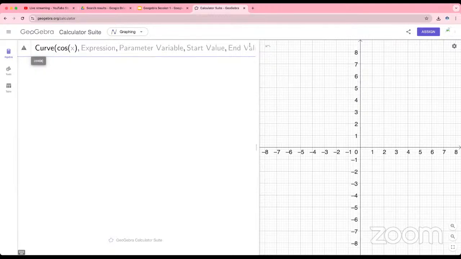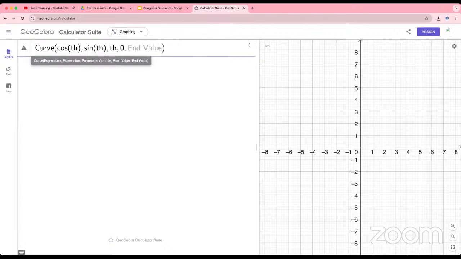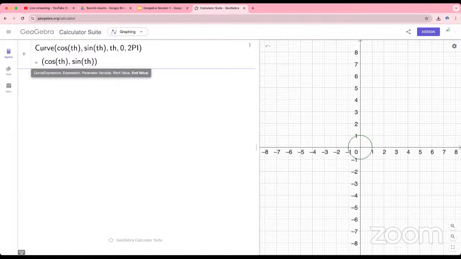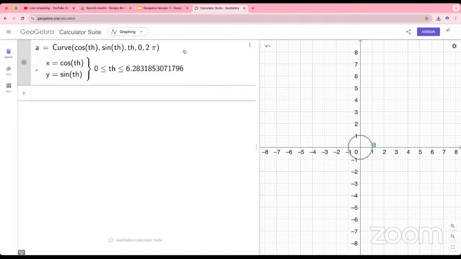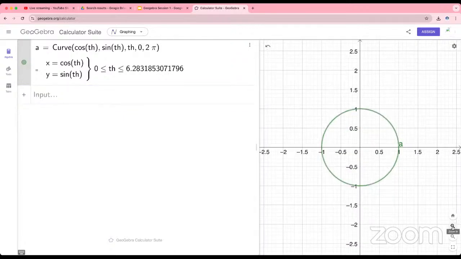in the y, it is changing with the sine theta. The parameter which I'm using here is theta, let's say th. Its starting value is 0 and the ending value for this is 2 pi. So this is how I have defined my circle. It has only one parameter, which is an angle. All right.